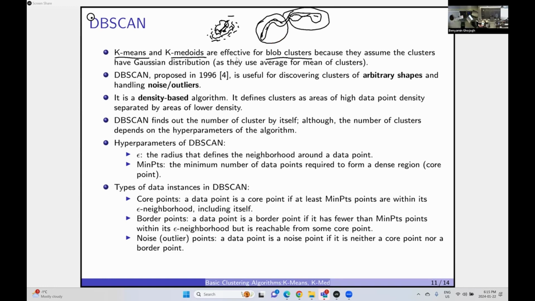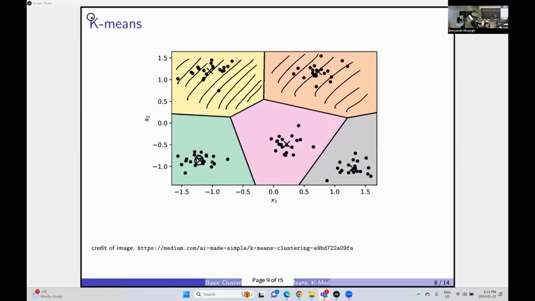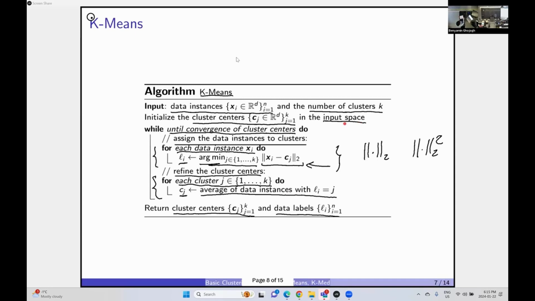Sorry, for the initialization part, for the initial guess: for K-medoids, you need to initialize the cluster centers to be one of the data instances. But for K-means, it needs to be only in the space of data, the input space, in the domain of data.